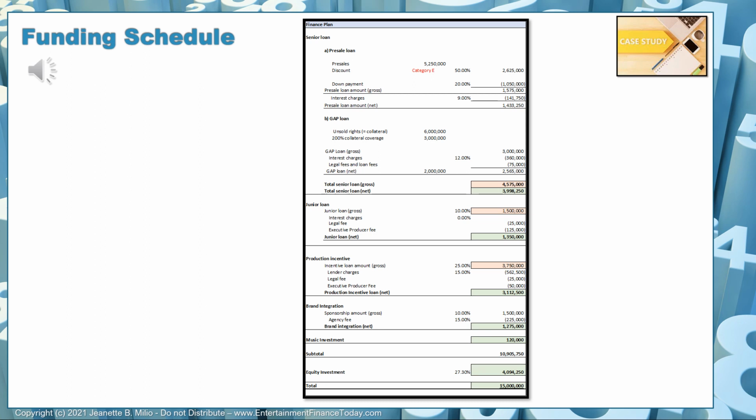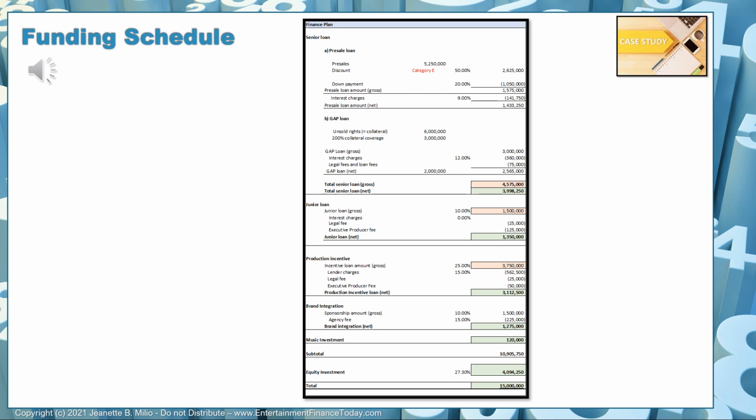And then next in line is the 10% junior loan. 10% of $15 million is $1,500,000. A legal fee and an executive producer fee is being charged up front, so we're left with $1,350,000 in this case. The production incentive is calculated on $15 million, which then gets us $3,750,000.